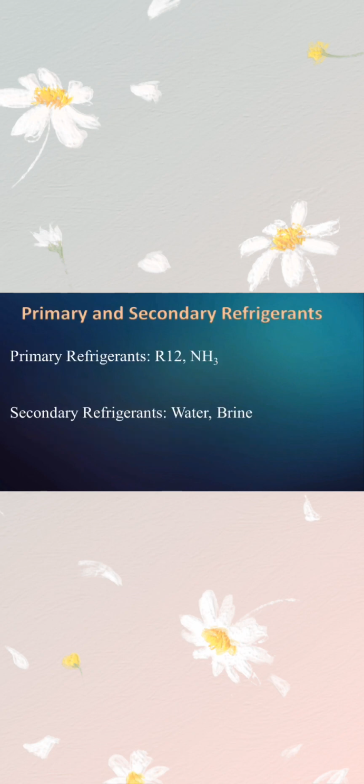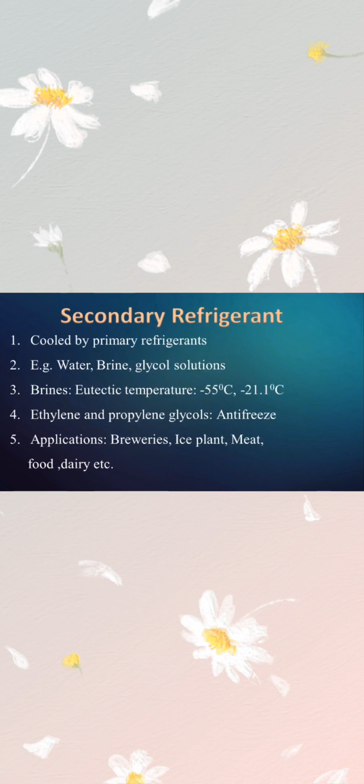Refrigerants are also classified as primary and secondary refrigerants. Primary refrigerants are the ones which are directly used as working fluid in the system, whereas secondary refrigerants are cooled by the primary refrigerant first and then they are used to cool the substance or space. The refrigerants which we have discussed earlier are primary refrigerants. Secondary refrigerants, for example, water or brine. Brine is a mixture of water and salts like sodium chloride, calcium chloride. Brines are used for cooling of meat, fish, or in ice plants.